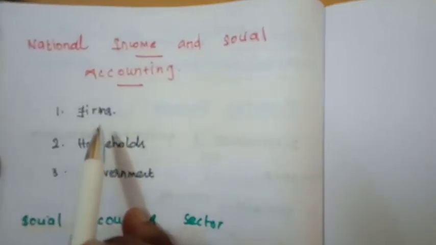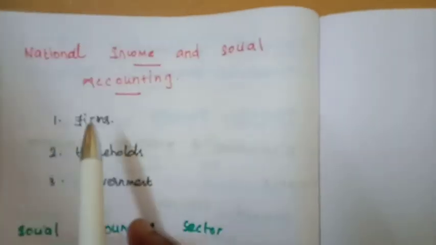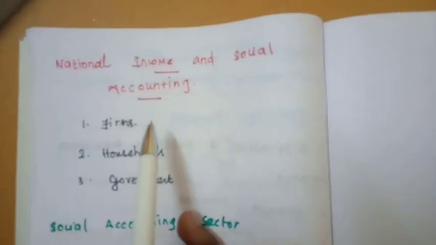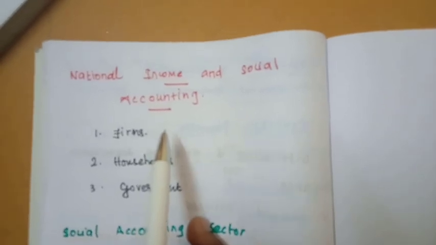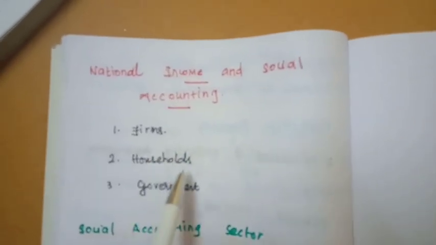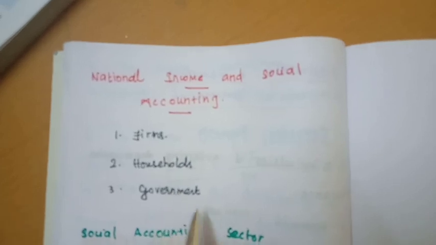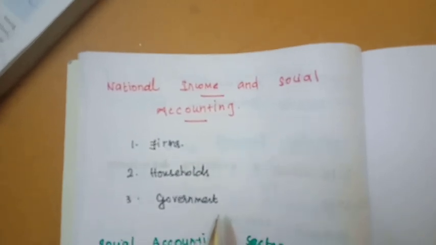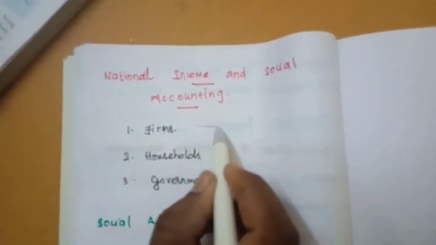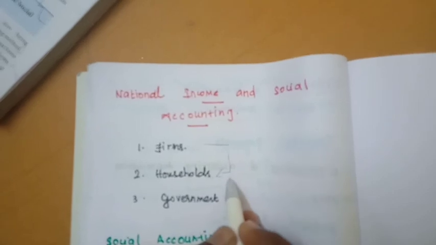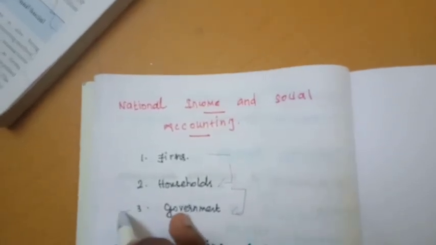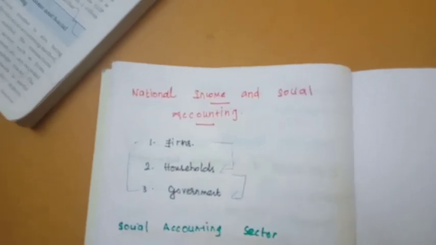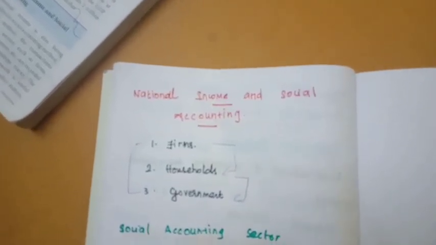Next we will move to national income and social accounting. National income is also measured by the social accounting method. Under the social accounting method, the transactions among the various sectors such as firms, households and the government are recorded and their interrelations are traced out. The relations between firms and households, and government and firms.